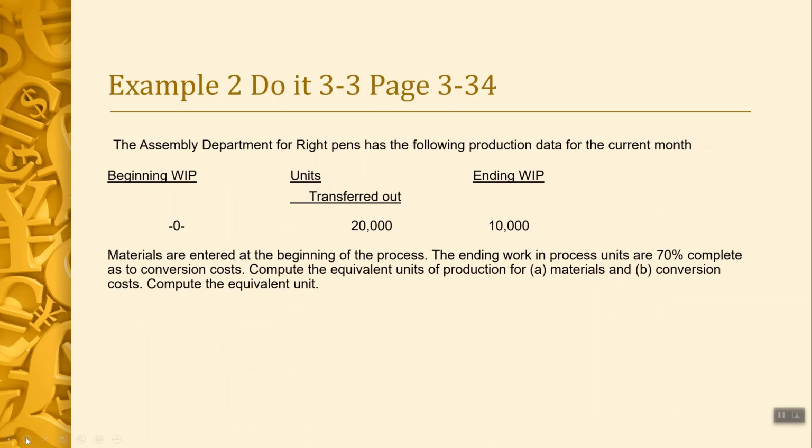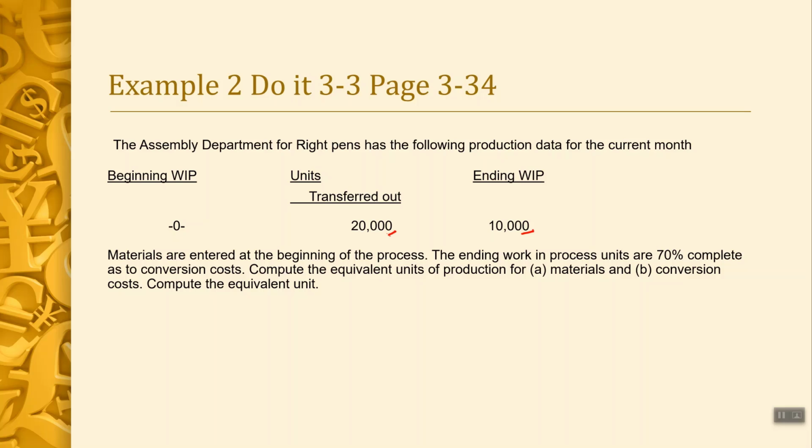Let me know. All right, this next question says the assembly department for Wright Pen has the following production data for the current month. Beginning work in process, we have it at 0. Again, we're not really concerned about that for this question. All we need to know is what was transferred out, and that percent is always 100%, and our ending work in process for materials and for conversion.